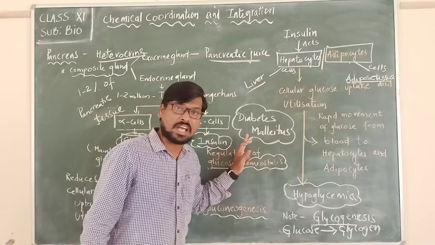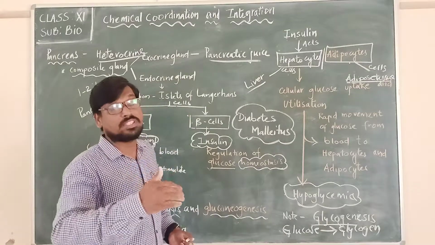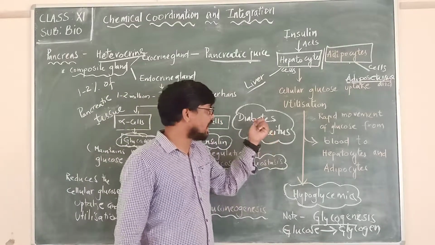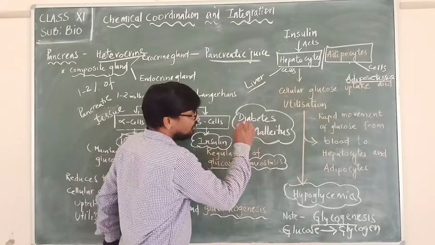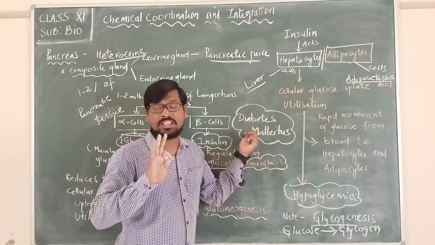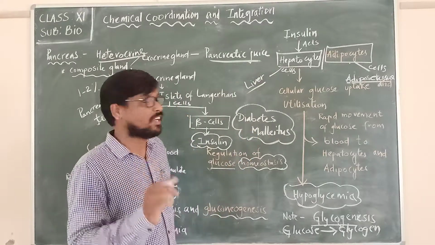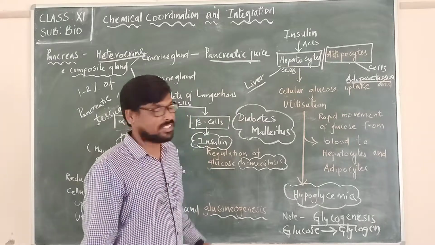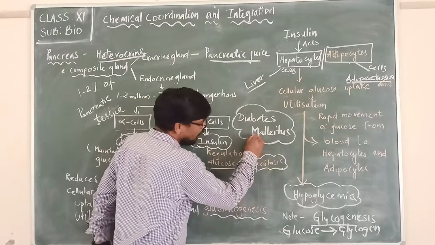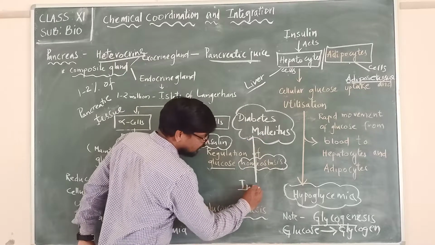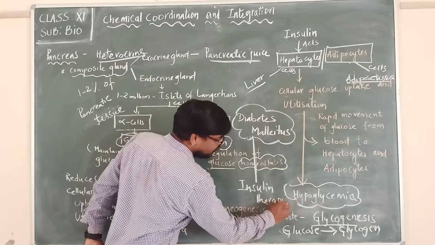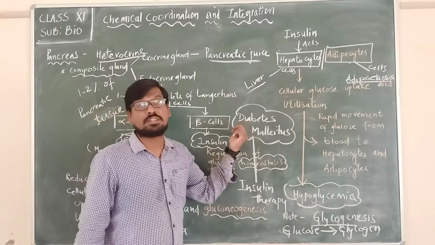What is diabetes mellitus? When there is increased levels of sugar in the blood, we call it diabetes mellitus, which is a disease caused due to increased levels of sugar in the blood. And this can be treated by insulin therapy. Please remember this. This disease can be treated by insulin therapy, meaning with the help of insulin, they can treat this disease called diabetes mellitus.